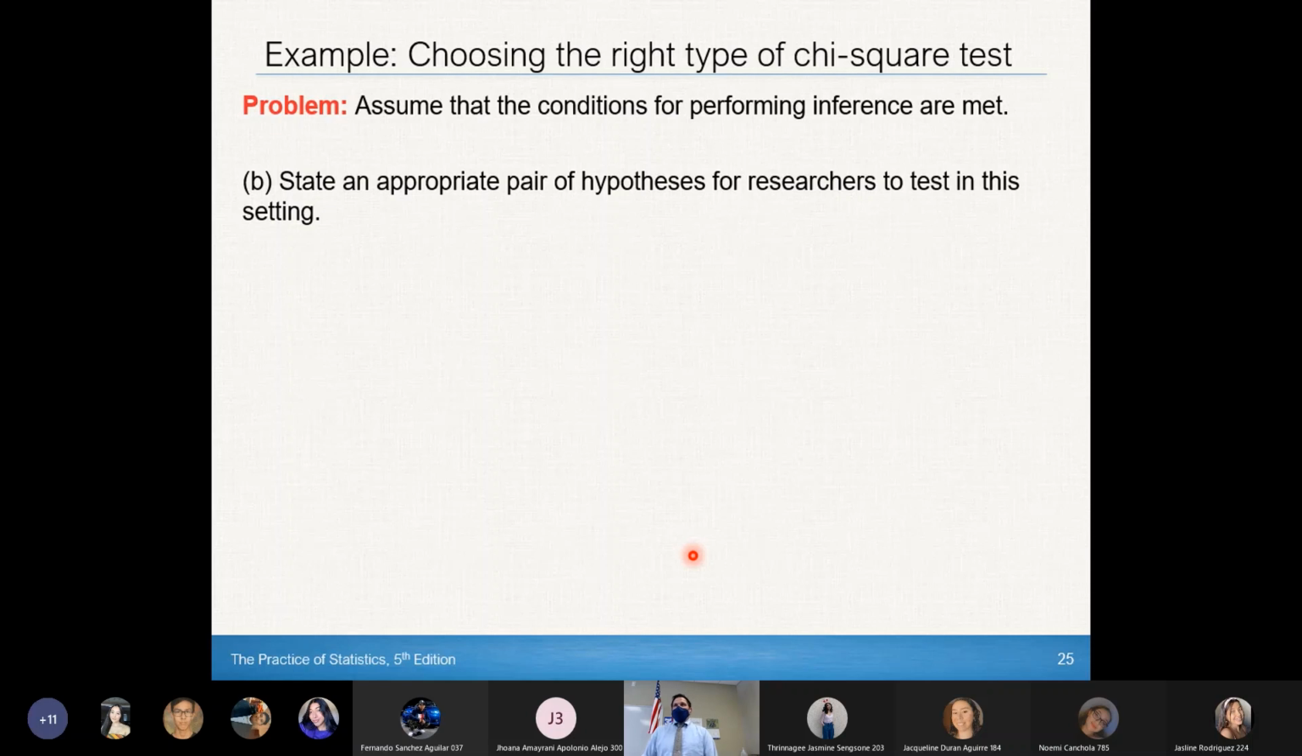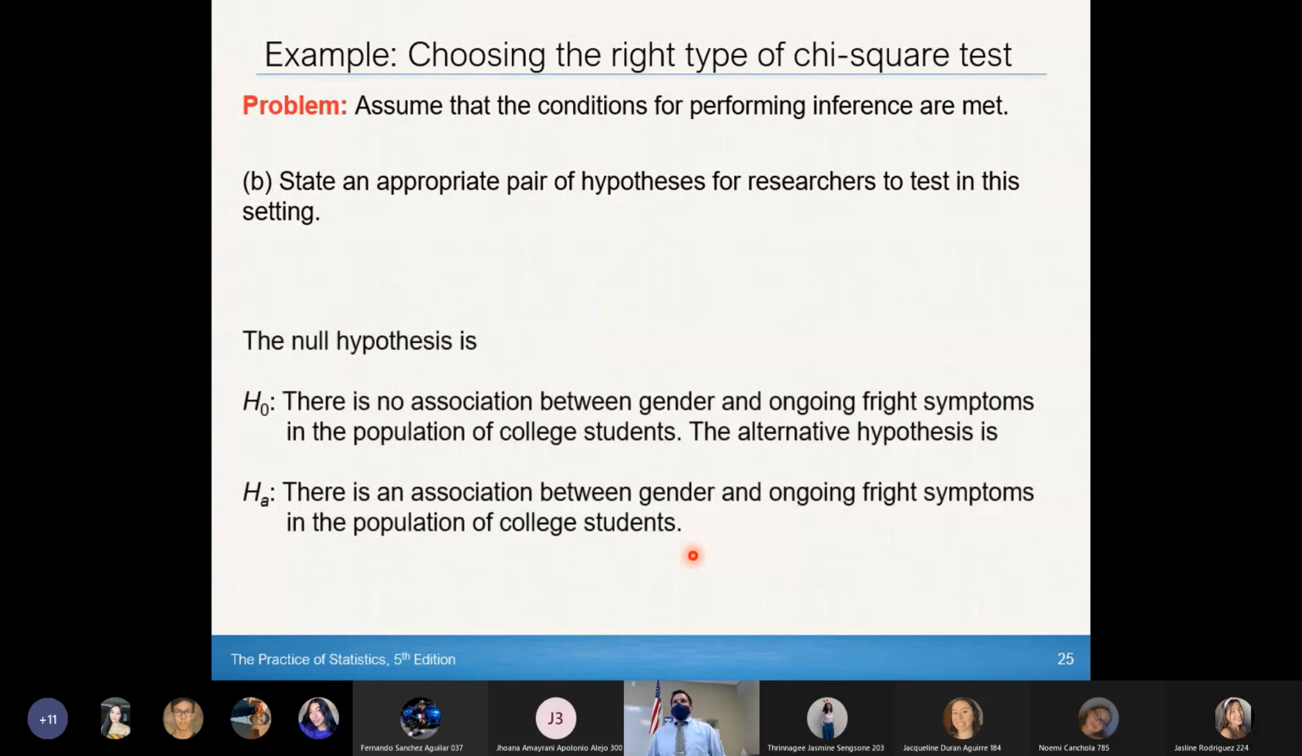So I want to state an appropriate pair of hypotheses for researchers to test in this setting. We have the null hypothesis that there is no association between gender and ongoing fright symptoms in the population of college students. The alternative hypothesis is that there is an association between gender and ongoing fright symptoms in the population of college students. And again, the hypotheses are almost identical, with the only difference being there is no association versus there is an association. Other than that, they are copying and pasting the same thing.